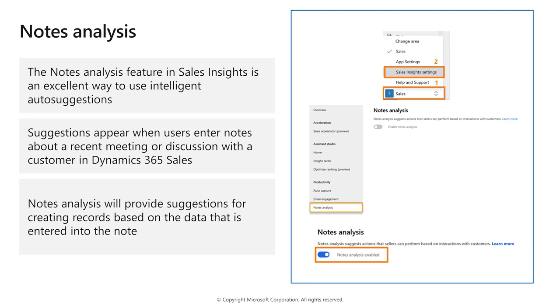Now, think about your Notes Analytics point of view. The Notes Analytics feature in Sales Insights is an excellent way to use intelligent auto-suggestions. Suggestions appear when a user enters notes about a recent meeting or a discussion with a customer in Dynamics 365 for Sales. Notes Analytics will provide suggestions for creating records based on the data that is entered into your note. So again, this is basically for suggestions.